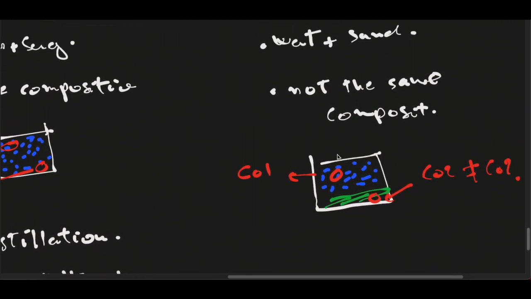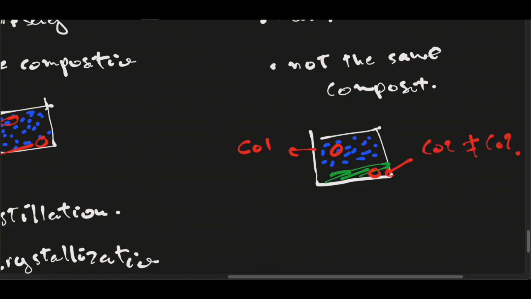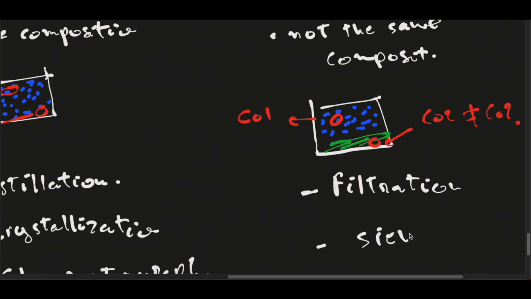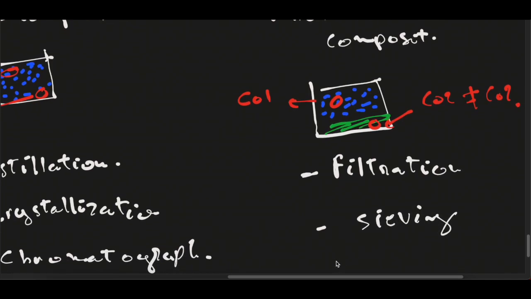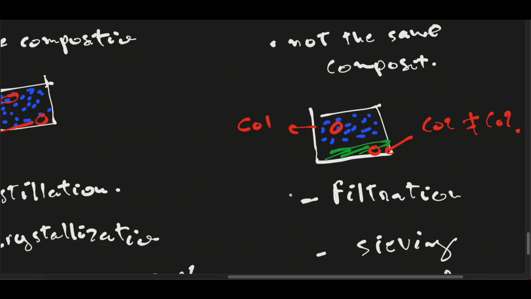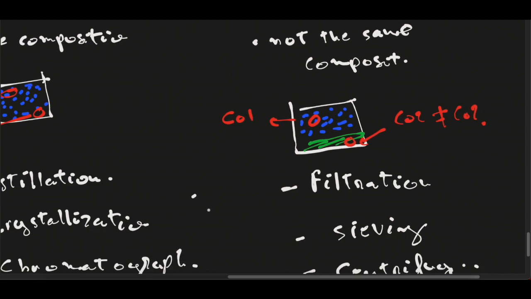The same thing when we have a heterogeneous mixture. We can generally use filtration. If we need to separate sand from water, we can use a filtration process using filter paper. Also, we can use the sieving method, centrifugation, and so forth. So all these mixtures can be separated using different physical means.